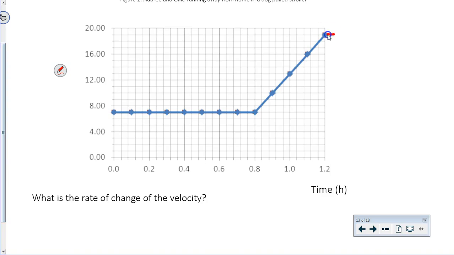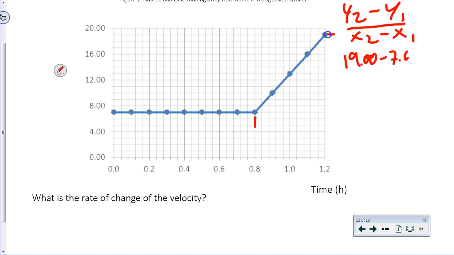So that means that we need Y2 minus Y1 over X2 minus X1. We want 19.00 minus 7.00 kilometers per hour divided by 1.2 hours minus 0.8 hours. This will give us 12 on the top and a 0.4 on the bottom. 12 divided by 0.4 is 30.